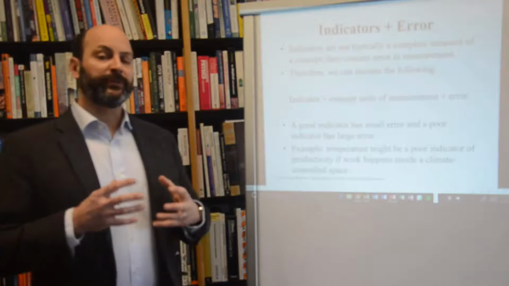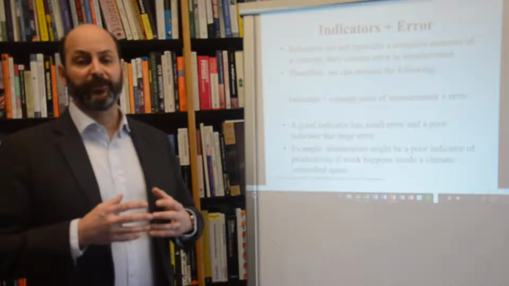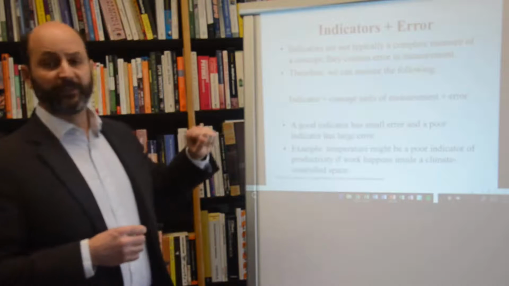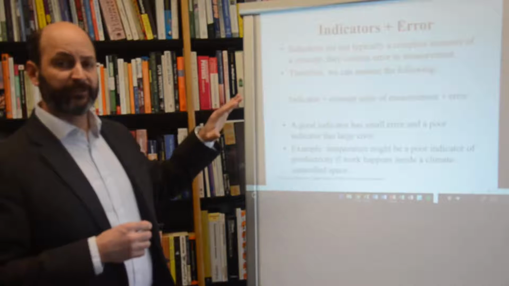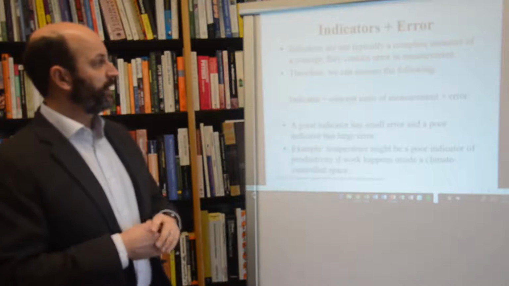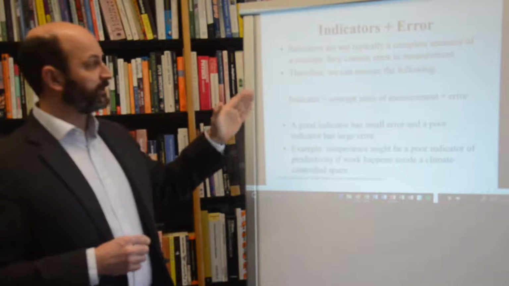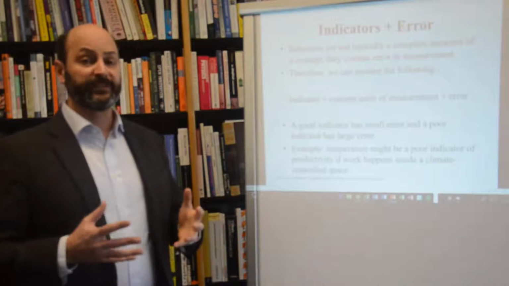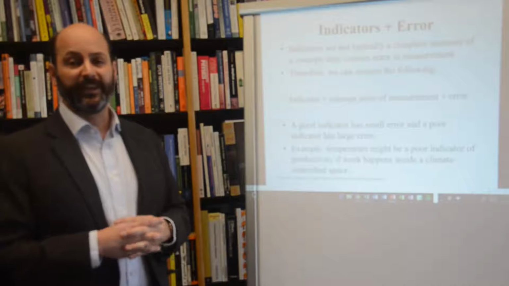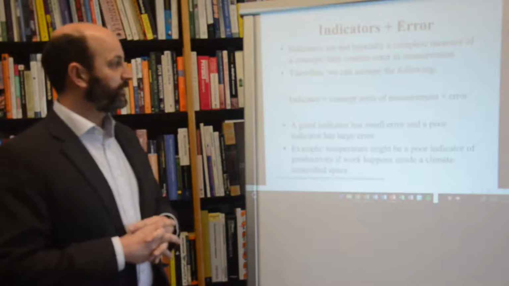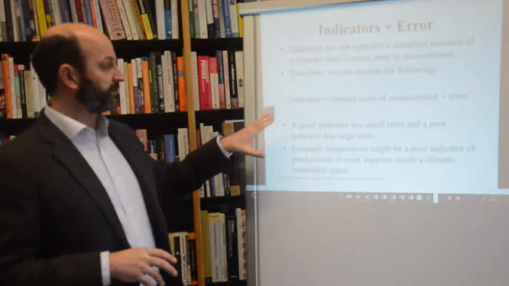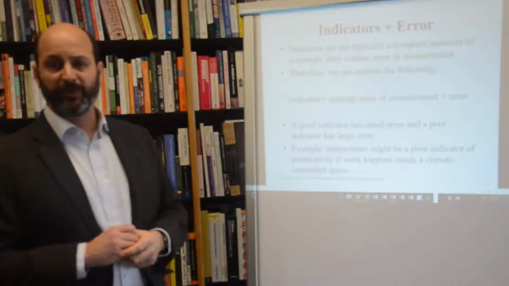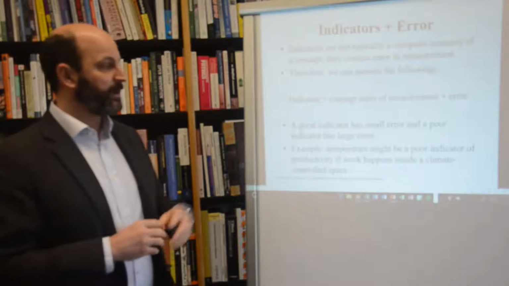It's important to also understand the concept of error and the error term in all of the work that we do in analytics. In the case of indicators and understanding and operationalizing concepts with indicators, indicators are not typically a complete measure of a concept. They contain error in that measurement, always, inherently. It's very difficult to find an error-free indicator. So, we can assume the following equation typically: an indicator equals the concept units of measurement, whatever the units of measurement we're talking about, plus some error term.